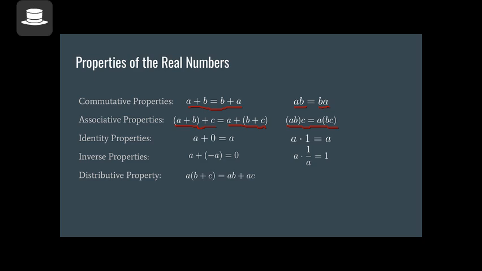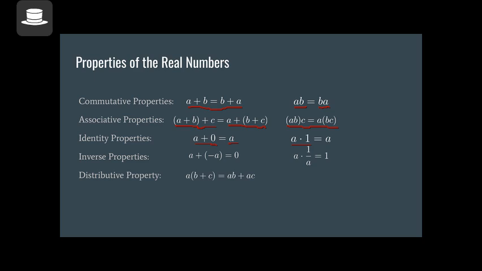Then I have the identity properties. The identity property for addition says that anything plus 0 just results in anything. So 100 plus 0 is just 100. 1,000 plus 0 is just 1,000. And then in a similar sense, the identity property for multiplication, a times 1 is just equal to a. So 52 times 1 is just equal to 52.